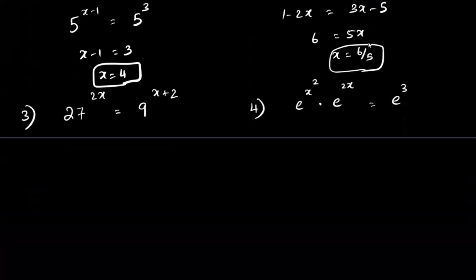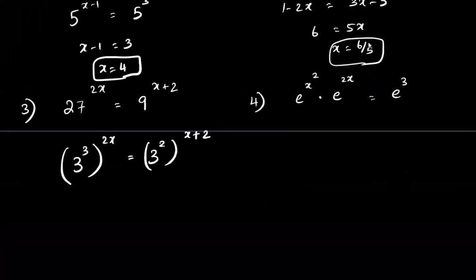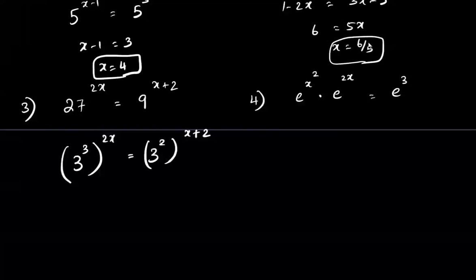In the third problem, 27 and 9, it's hard to write 27 as a base 9 exponent, or 9 as a base 27 exponent. However, they can both be written as a base 3 exponent. So 27 is 3 to the power of 3, the whole thing raised to the power of 2x. This is 3 squared raised to the power of x plus 2. The law of exponents says that when you raise a power to another power, multiply them. So 3 times 2x is 6x. This becomes 3 to the power of 2 times x plus 2. Remember to use parentheses, please.